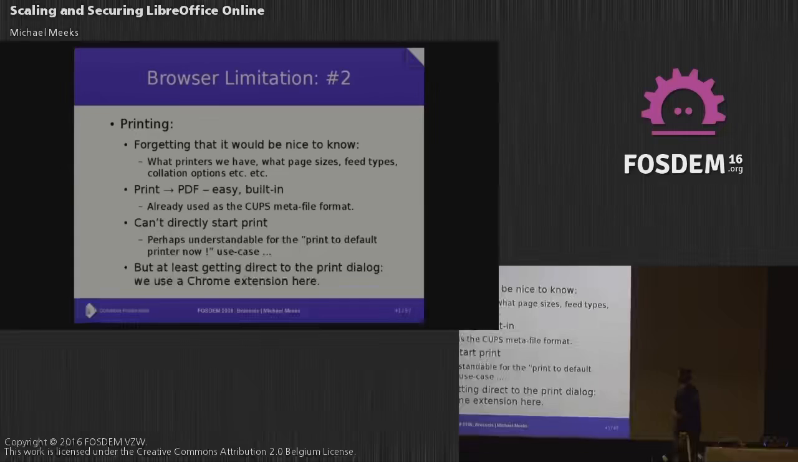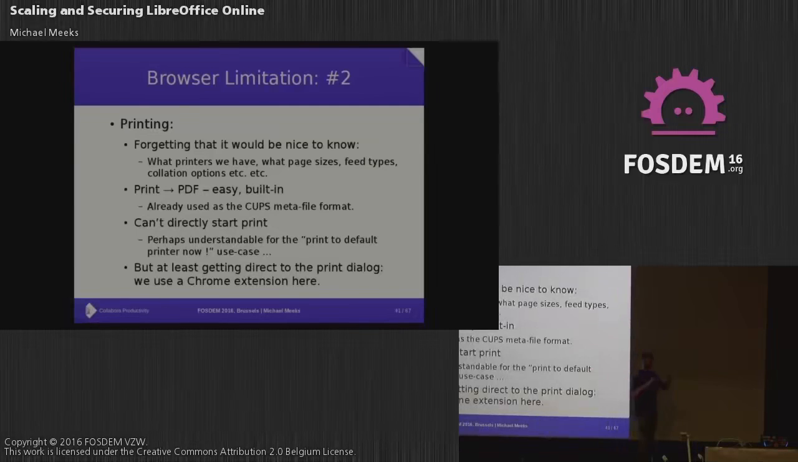The other thing that really is unpleasant is printing. So ignore the fact that it would be really nice to know what printers are attached to your machine, what paper sizes, what paper tray sizes, what feed options they have in them, what kinds of paper. I mean, forget that. That's obviously unrealistic. But just being able to actually trigger the printing dialog would be quite nice.